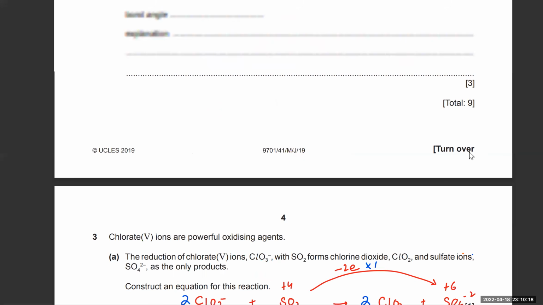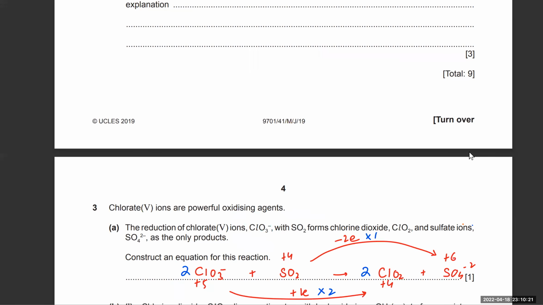That's question number 3. I'll take a break for 10 minutes after this, then do a P4 and P5 paper. Okay? So we'll continue tomorrow then.